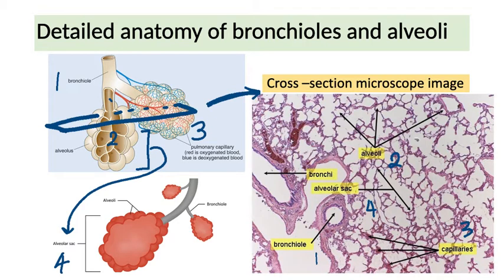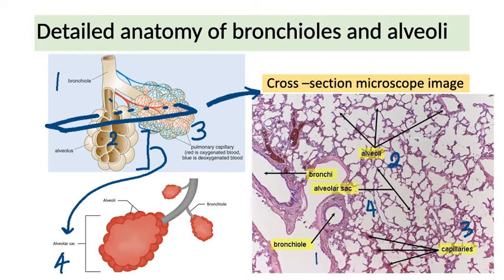So on this slide, you can see the detailed anatomy of bronchioles and alveoli. The first picture on the left top, you can see the bronchiole, alveolus number 2, and pulmonary capillary number 3. Alveolus is basically one little structure that looks like a grape. The whole collection of the grapes, or the alveolus, is called the alveolar sac, number 4, you can see in the diagram below the first one.